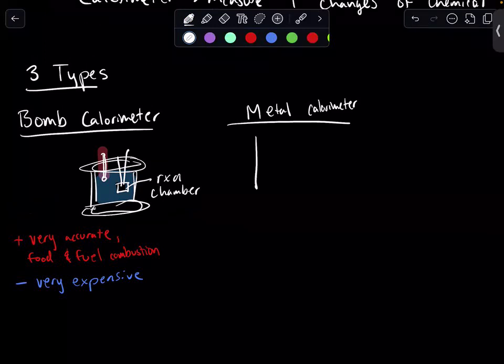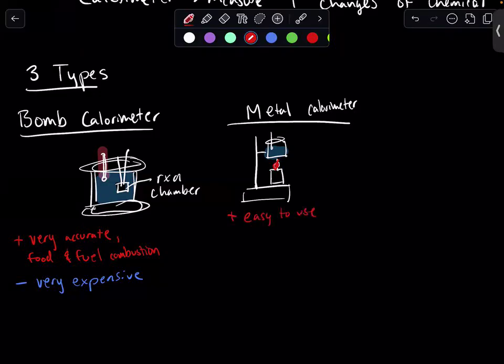What it generally looks like is a ring stand with a beaker and a thermometer, and you have your fuel or combustion underneath. And inside this beaker, you have water. So you just measure the change in temperature of the water as combustion occurs. It has a couple positives. For first off, this thing is really easy to use. It's cheap. We use it for combustion reactions.